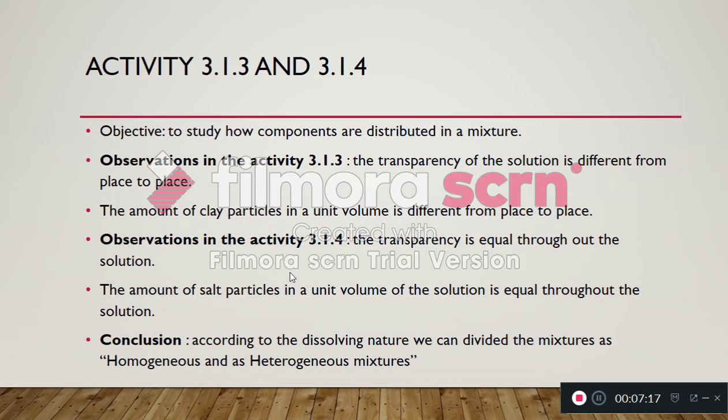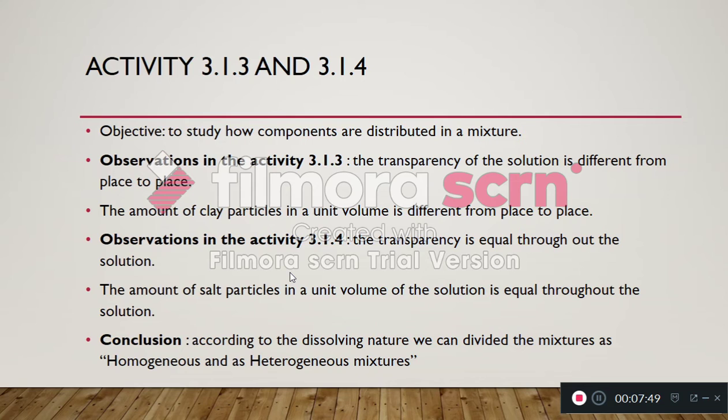Now look at the beaker. See the distribution of the muddy color in the beaker. What can you say? You will observe that the color distribution is not even. You will see the muddy color is dark towards the bottom and lighter towards the upper layer.